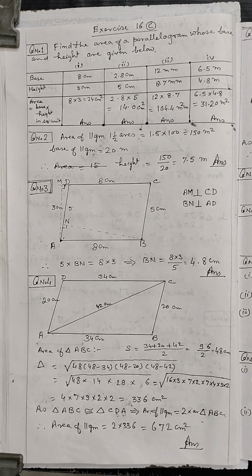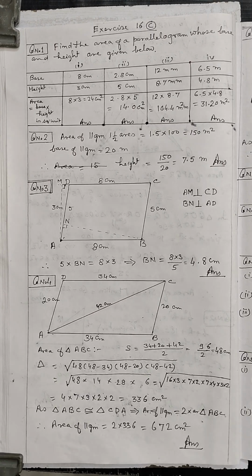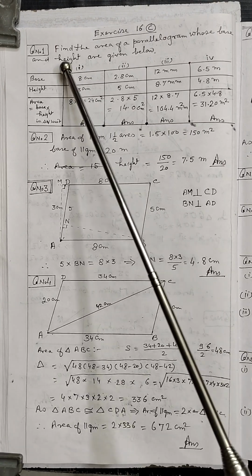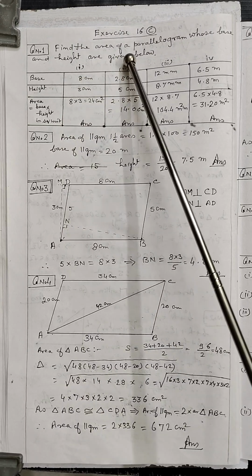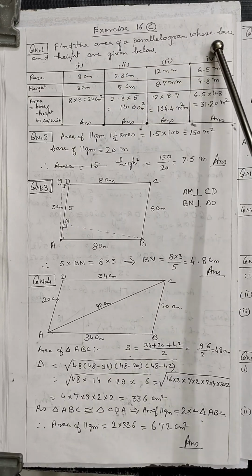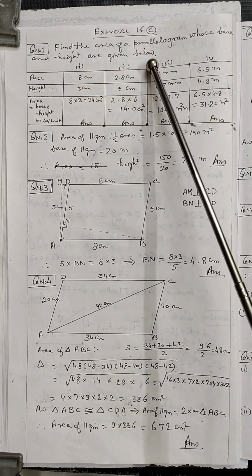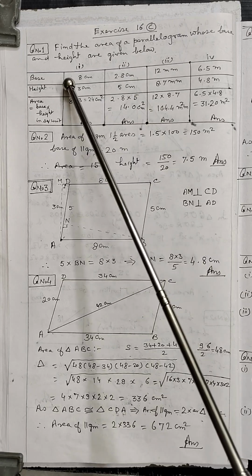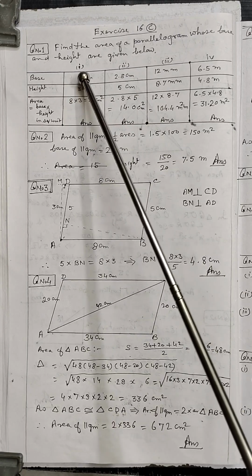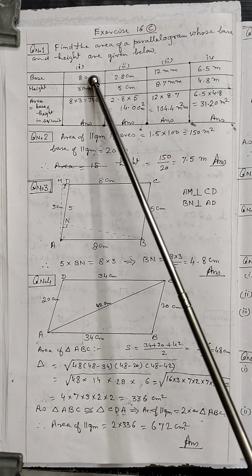ICSE Maths Class 9, exercise 16C. Question number 1, देखिए. Find the area of a parallelogram whose base and heights are given below. So there are 4 parts of this question.